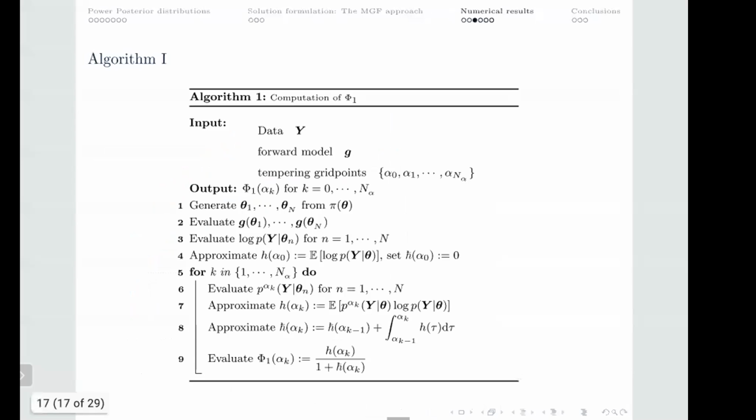Now let's see the algorithm. What we need to give as input are the data, the forward model, and the temperature grid points. We generate n samples from the prior, and all the evaluations of the G are restricted to step 2. After step 2, everything is just a numerical operation. So you can see here that this pseudocode is easily scalable.